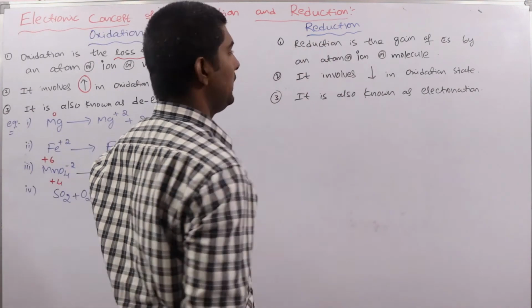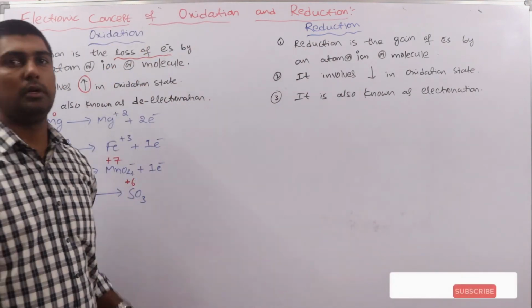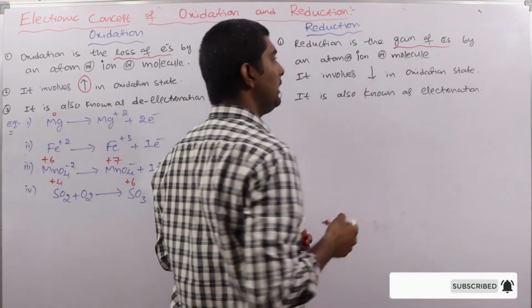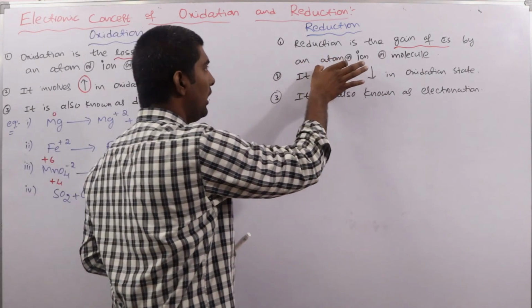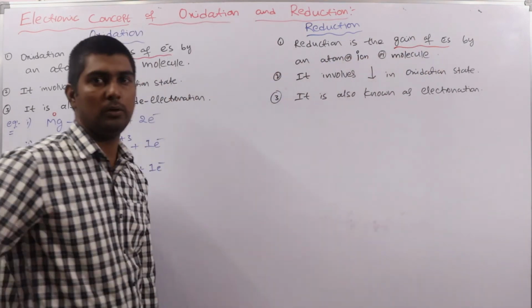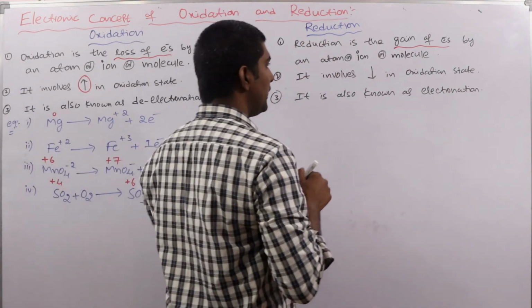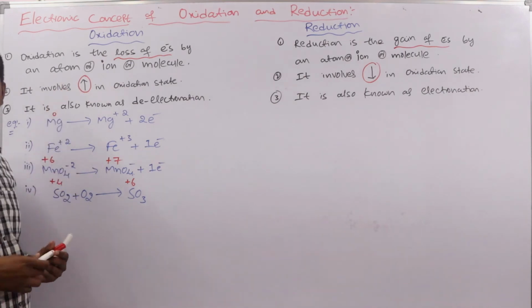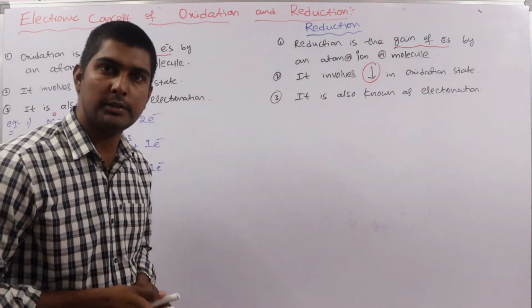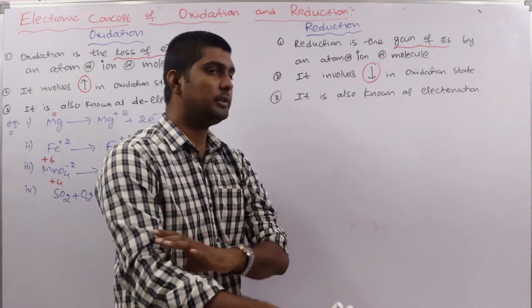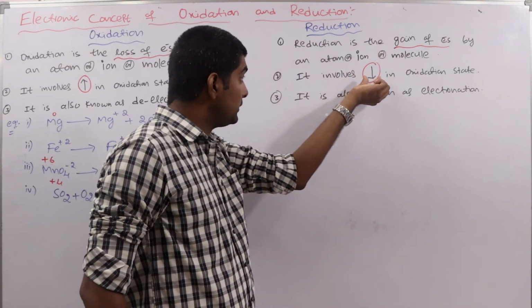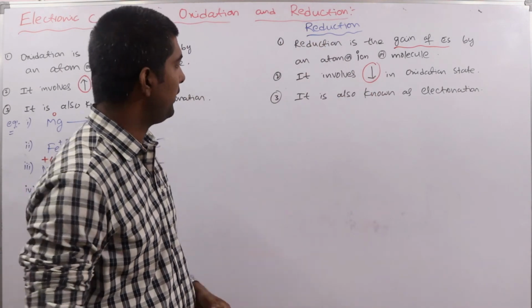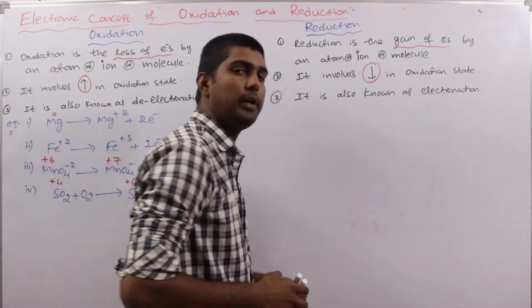Now let us see the reduction. Exactly reverse to this one. Reduction is the gain of electrons by an atom or ion or a molecule. It involves the decrease in oxidation state. In the oxidation process, the oxidation state of one element is increasing. In the reduction process, the oxidation state of the element which is undergoing reduction decreases. Very important. This is also known as electronation.